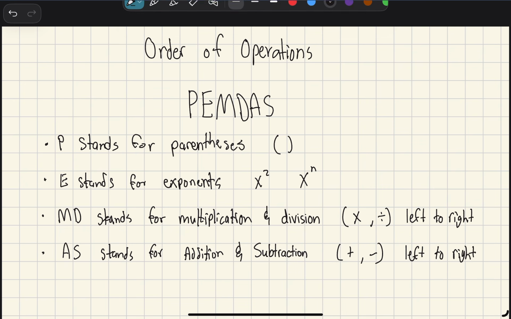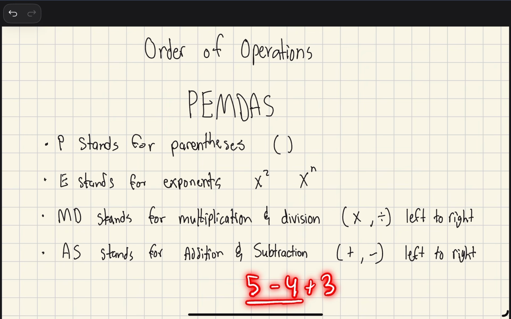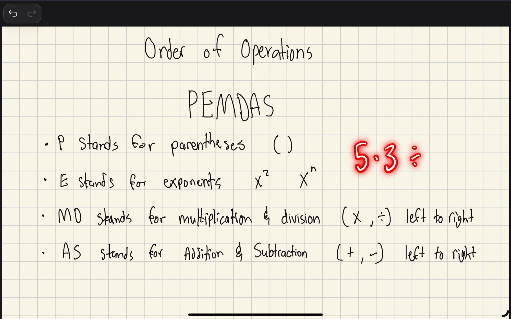Just understand that if you see a subtraction first and then addition, you do the subtraction first. So if you have 5 minus 4 plus 3, you're going to do the 5 minus 4 first and then add 3 to it. Same thing with multiplication and division. If you have 5 times 3 divided by 2, you do the 5 times 3 first and then you divide by 2. It goes from left to right. And knowing that information, let's get started with our problems.